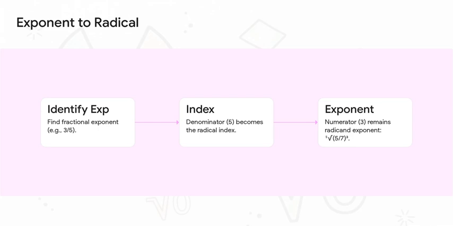Take a good look at the fraction 5/7 raised to the power of 3/5. Step 1, look at your fractional exponent, which is 3/5. Step 2, the denominator of that fraction, the 5, drops down and becomes our radical index. It just steps right into the V of the radical sign. Step 3, the numerator, the 3, stays exactly where it is, acting as the exponent for the entire radicand inside the house. So we end up with the 5th root of the quantity 5/7 cubed.